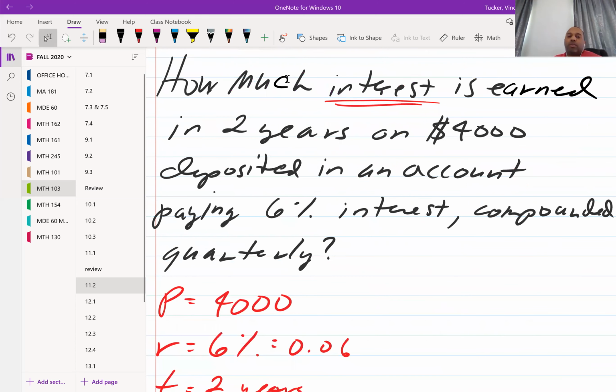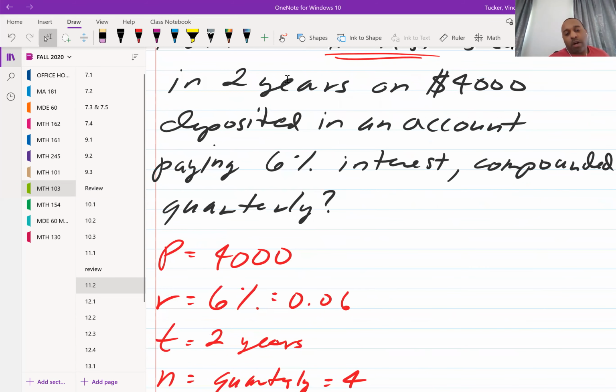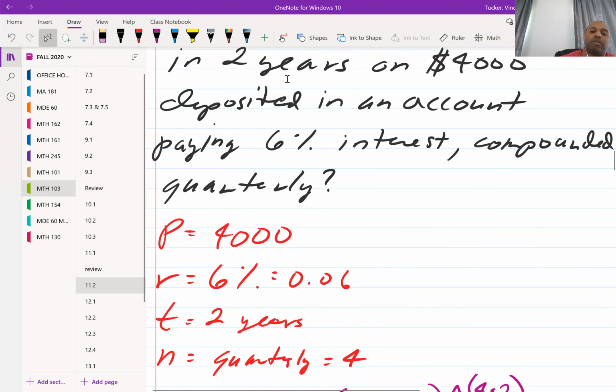So here we're looking for how much interest is earned in 2 years on $4,000 deposited in an account paying 6% interest compounded quarterly. And so we have P being 4,000, R being 6%, 2 years, and compounded quarterly means that N is 4. All right, let's scroll up.